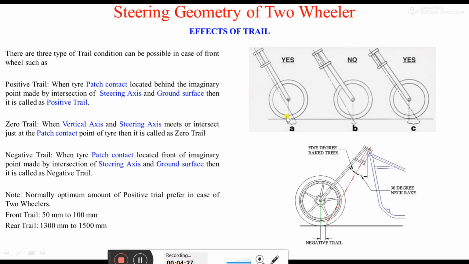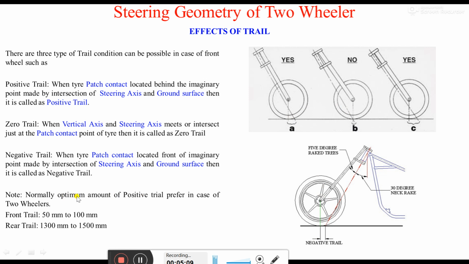Here also, when the ground trail lies in front of the vertical axis intersection point with the ground surface, meaning where the vertical axis intersects the ground, if the trail is in front of it, then it is called a positive trail. But here it is behind. So the ground trail is present behind the intersection point of the vertical axis and the ground surface, so it is called a negative trail. But we can't prefer a negative trail. So that is the condition: positive trail, zero trail, and negative trail.